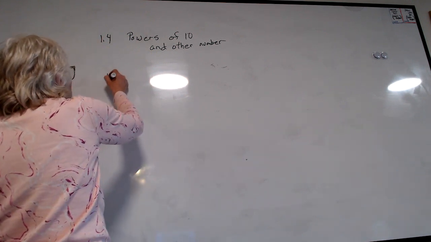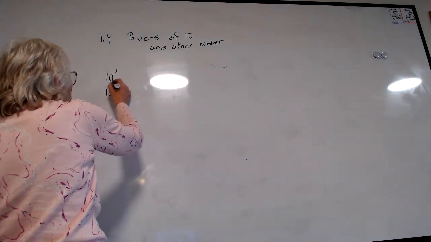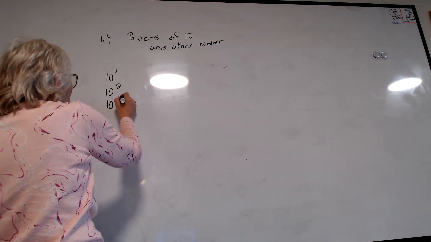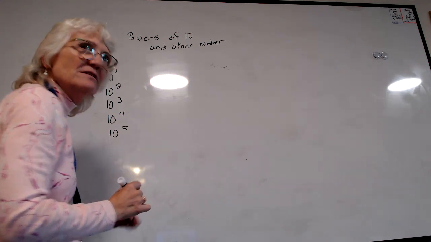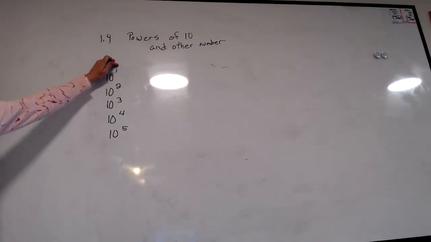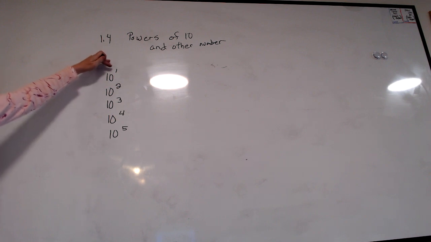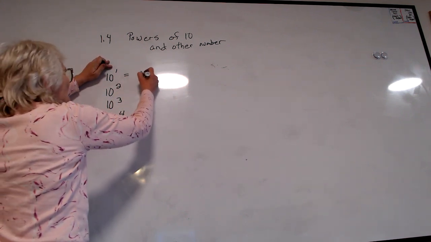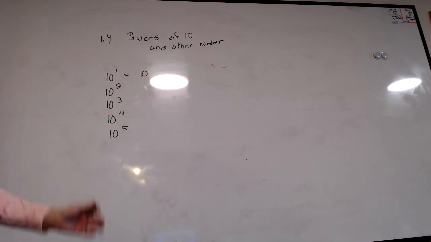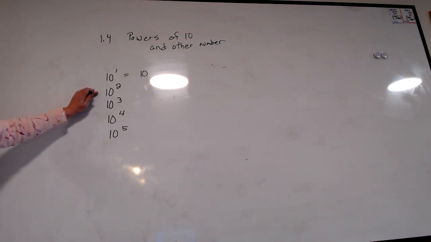So when we're looking at powers of 10, we go like this: 10 to the 1st, 10 to the 2nd, 10 to the 3rd, 10 to the 4th, 10 to the 5th. Those are powers, right? Here it's to the 1st power. Jonathan, what would 10 to the 1st power equal? 10, because it's 10 written once. There's nothing to multiply by it. 10 to the 1 just means I have 10. Okay? 10 to the 2 means what, Hayden?